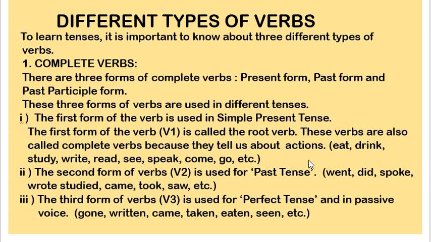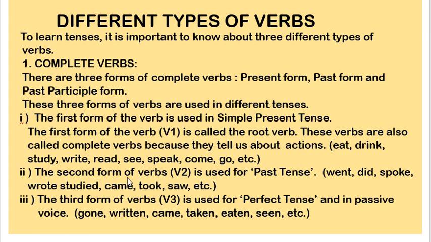Now let us try to understand what we mean by V1 form. V1 form means the verb as it is. There is no change in the form of the verb. That's why it is called root verb. And why are these forms called complete verbs? Because they tell us about actions which are complete in themselves. For example, eat, drink, study, write, read, see, speak, and such verbs.